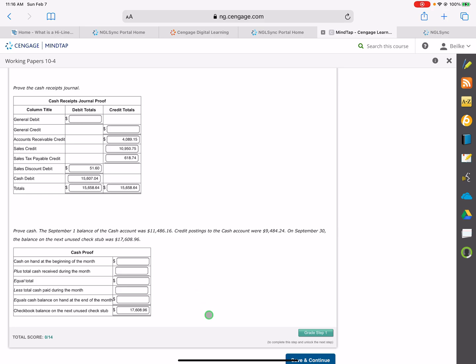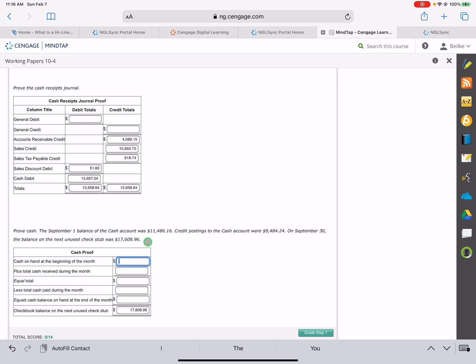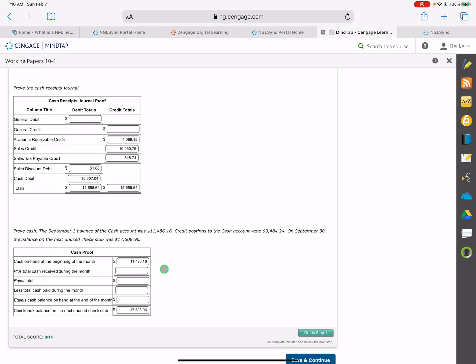Remember, in this chapter we're only dealing with our cash receipts journal, so right now, since you don't have all the journals, they are going to tell you what your balance is in your cash credit column. That would be in your cash payments journal from the previous chapter. But anyway, let's go to cash on hand at the beginning of the month. You can see that they listed it right here, $11,486.16, plus cash received during the month.